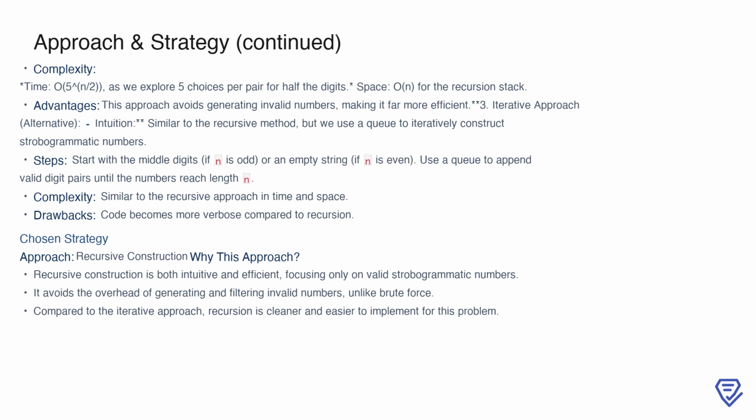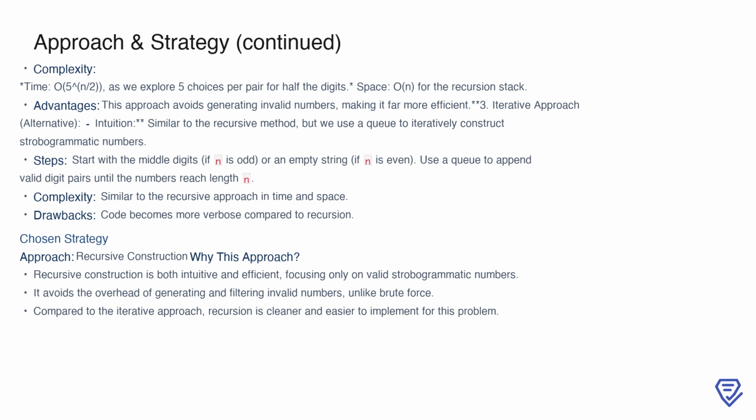Another alternative we considered is an iterative approach, which is similar in intuition to the recursive method but uses a queue to construct the numbers iteratively. In this method, we start with either the middle digits if the length n is odd, or an empty string if n is even. We then iteratively append valid digit pairs to the front and back of the numbers in the queue until they reach the desired length. While the time and space complexities of the iterative method are comparable to the recursive approach, it tends to produce more verbose code, making it less elegant.